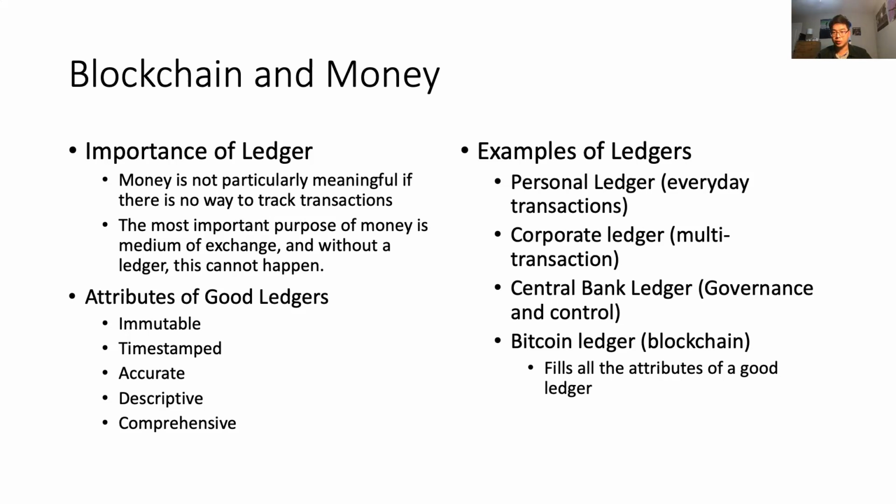And then there's the Bitcoin ledger, which I think fills all the attributes of being a good ledger. It's also very transparent, it's open to everyone, right? Like the ledgers we saw before, corporate, central bank, personal, they're all very opaque. There's not a lot of transparency there, and Bitcoin completely challenges that, which makes it a very interesting ledger to think about.